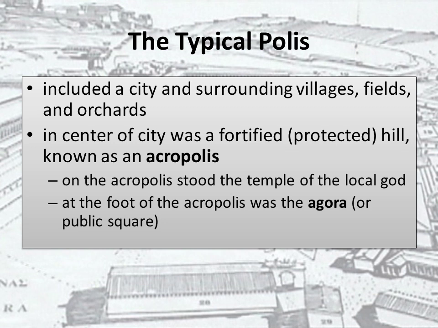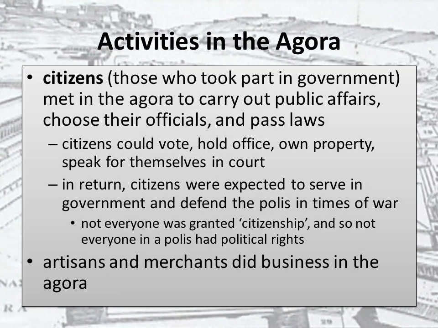In the center of each polis was a fortified or protected hill, and this hill was known as the Acropolis. On the Acropolis in each polis there would be a temple for the local god, and at the foot of the Acropolis, so at the bottom of the hill, was the Agora, and the Agora was the public square. Many of the important activities in each city-state took place in the Agora.